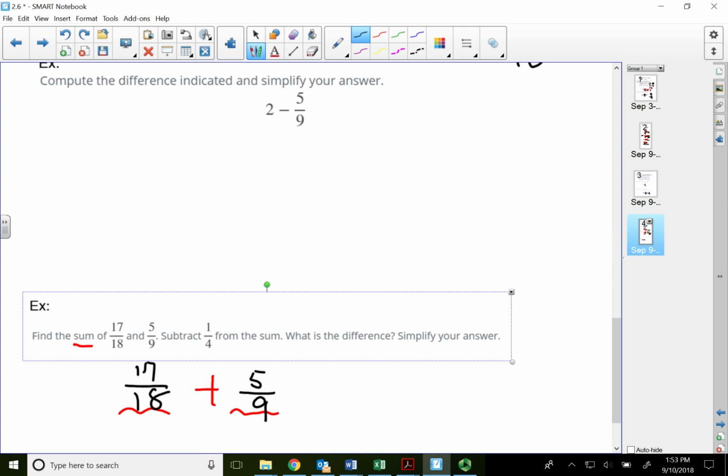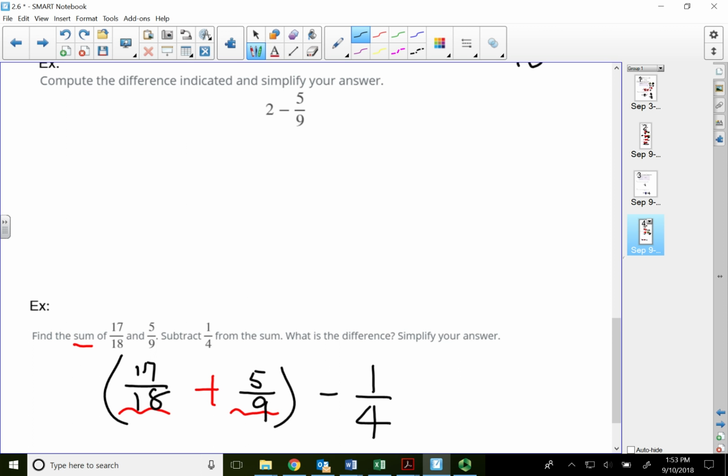Subtract, then this is a period right here. This is where the reading gets weird. That's a period. But then it says subtract 1/4 from that sum. Subtract 1/4 from this sum. So that means this sum has to already exist before I can subtract the 1/4.